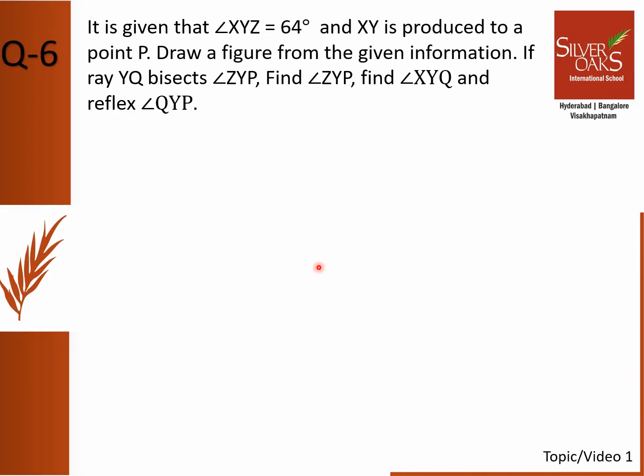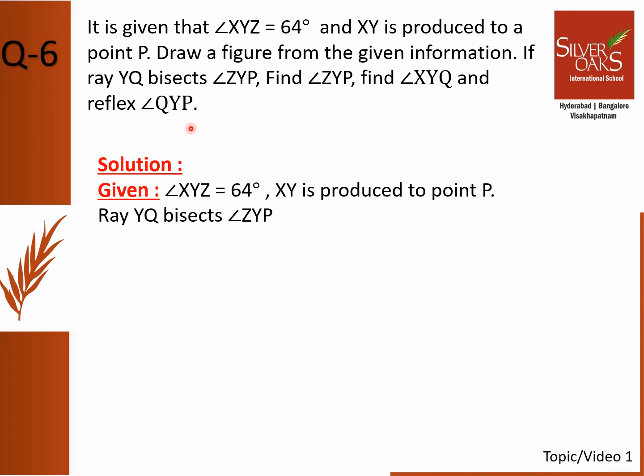Now, question number 6. Go through the statement of the question. Angle XYZ is 64 degrees. XY is produced to point P. Draw a figure from the given information. If ray YQ bisects angle ZYP, find angle ZYP, angle XYQ, and reflex angle QYP. Here the figure is not given. We have to draw the figure. First write the given statement. Given angle XYZ is 64 degrees and XY is produced to point P, and ray YQ bisects angle ZYP.